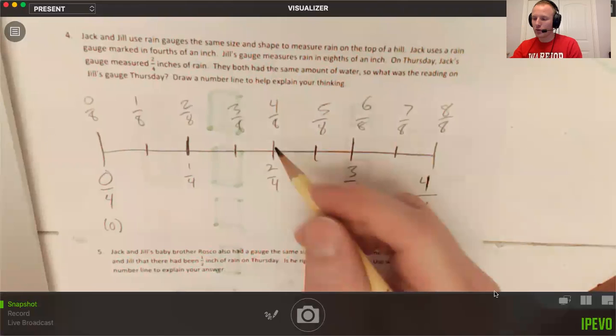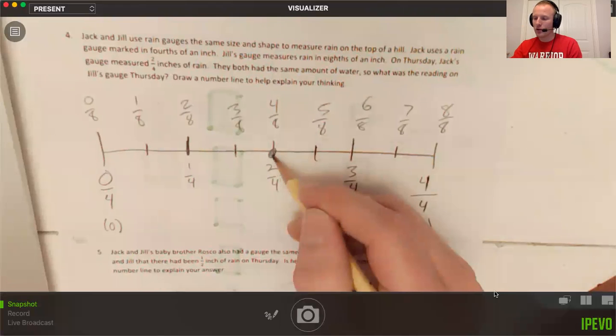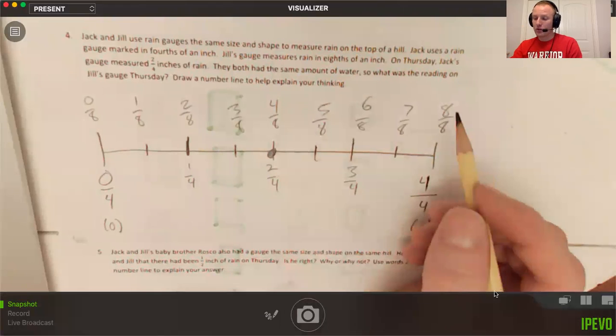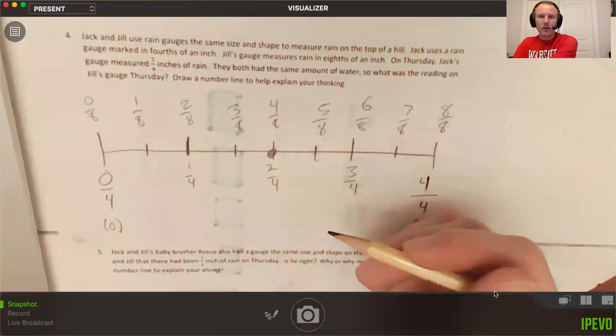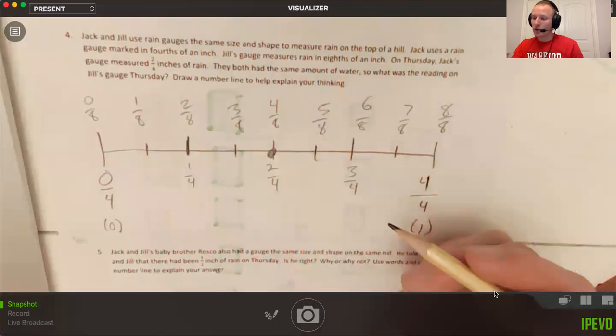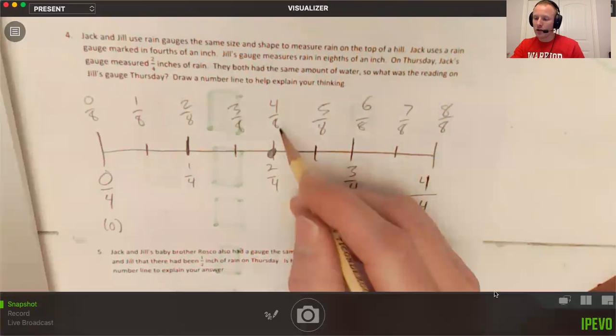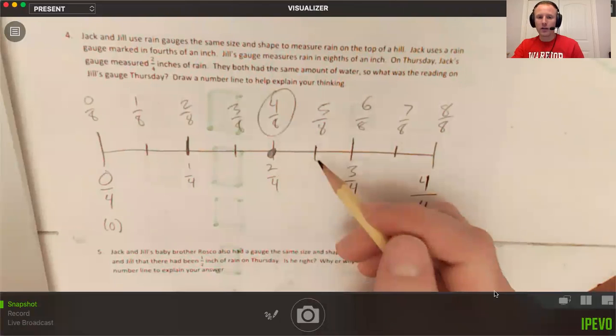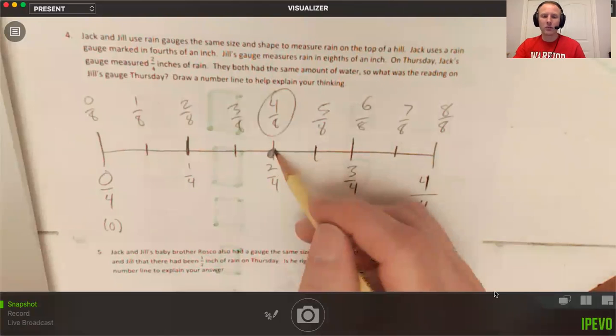Jack had 2/4 of an inch of rain, which is, well, we'll get there in a minute. But he has to compare that to what Jill got, and Jill got the same amount. So what did Jill get? Well, Jill got 4/8, right? If they got the same amount, that means they're the same distance from 0.